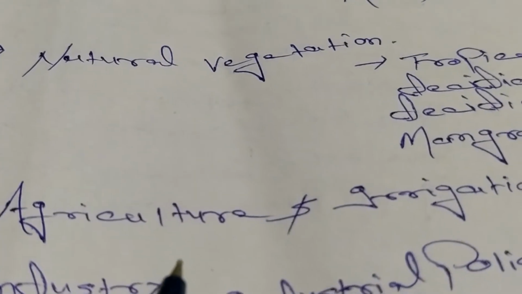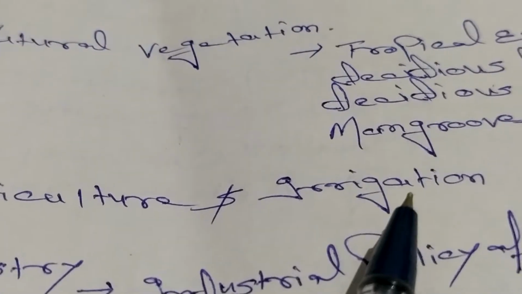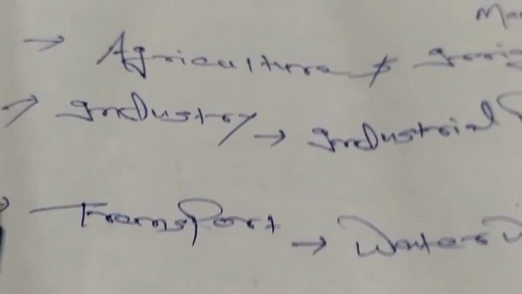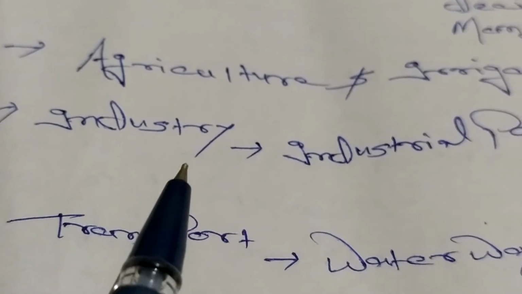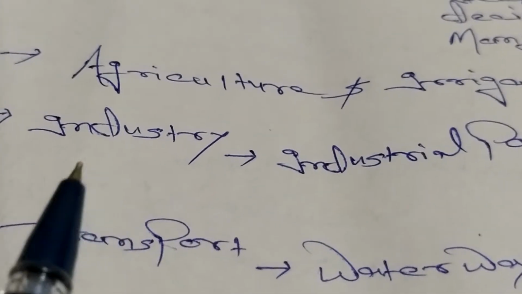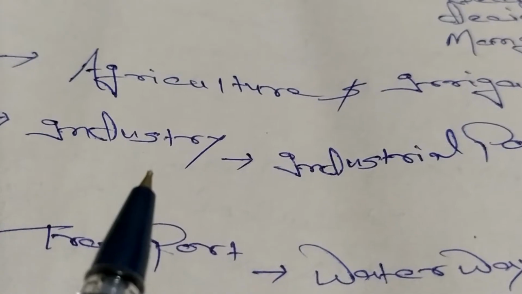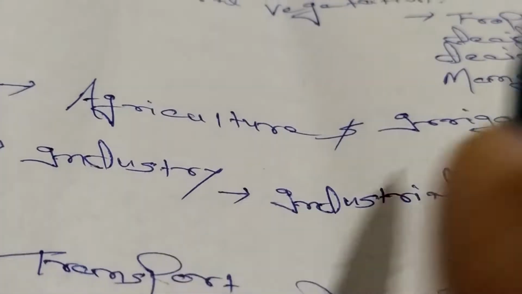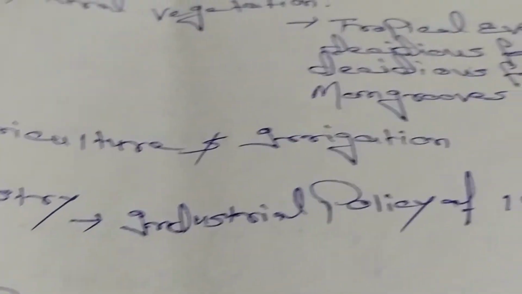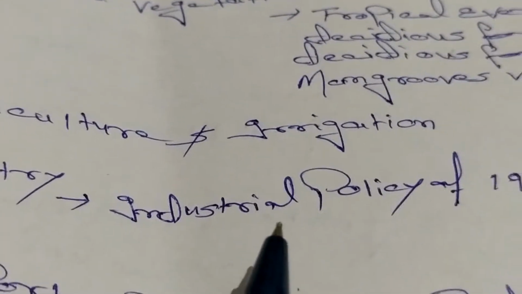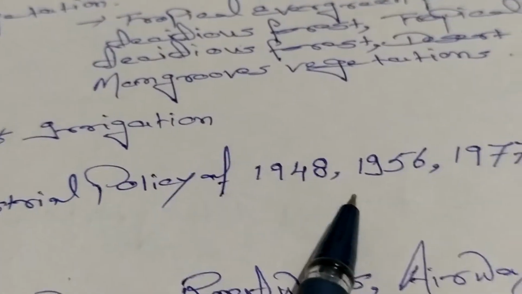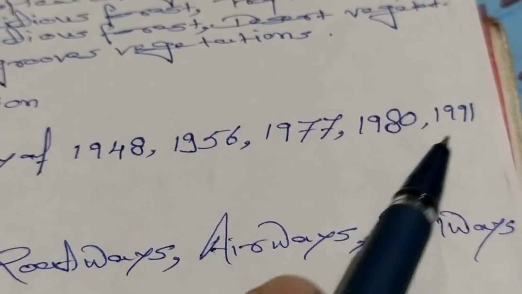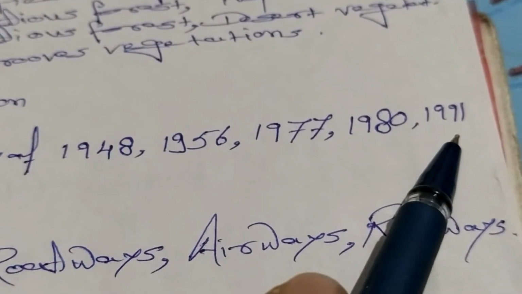Agriculture is the backbone of India, as we all know, and irrigation is the most prominent water supply to agriculture. Then we have to study industry. In geography, industry plays a very vital role for scoring in exams. Industry produces by using raw materials, and in industry we will discuss the industrial policies of 1948, 1956, 1977, 1980, and the post-globalization period of 1991, that is the Rao-Manmohan model.